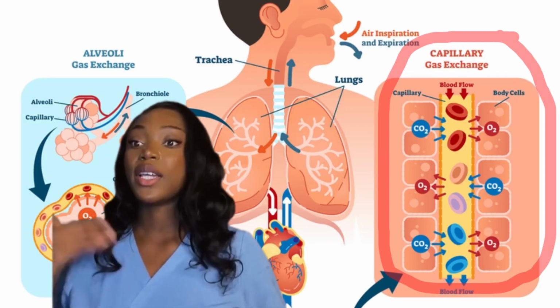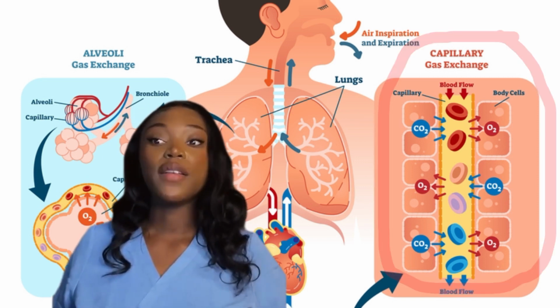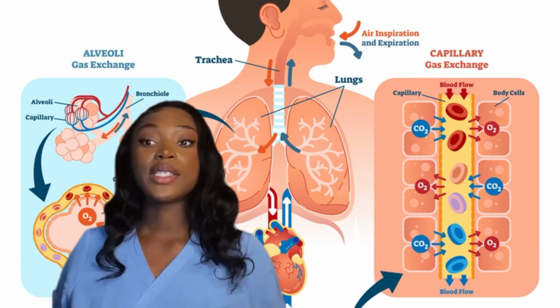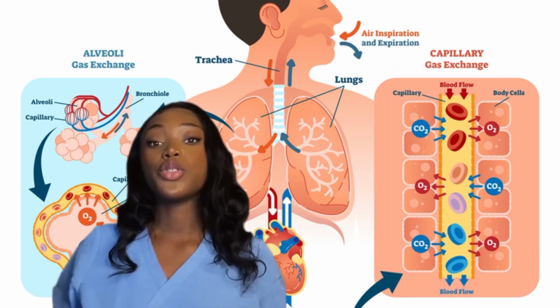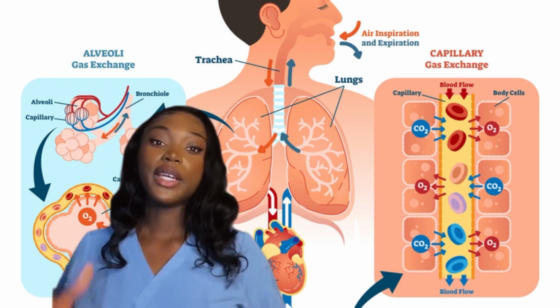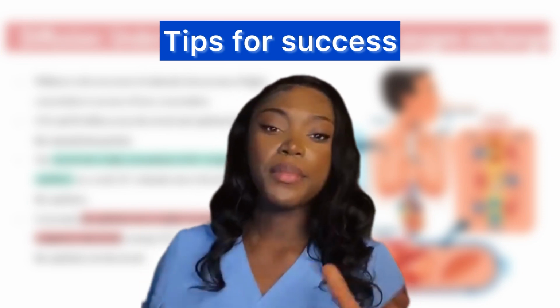And conversely, the capillaries have a higher concentration of carbon dioxide compared to the alveoli. So this causes carbon dioxide molecules to diffuse from the capillaries into the alveoli. And so you don't really need to be really smart or remember a lot of stuff.